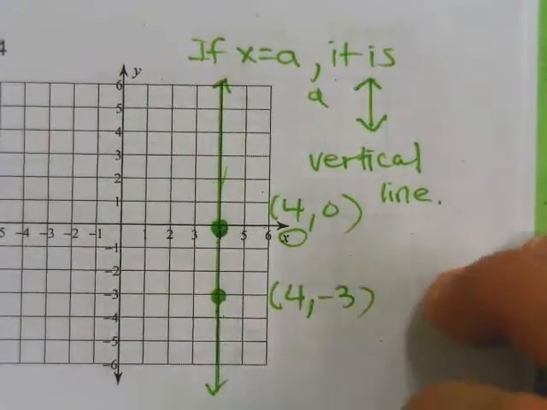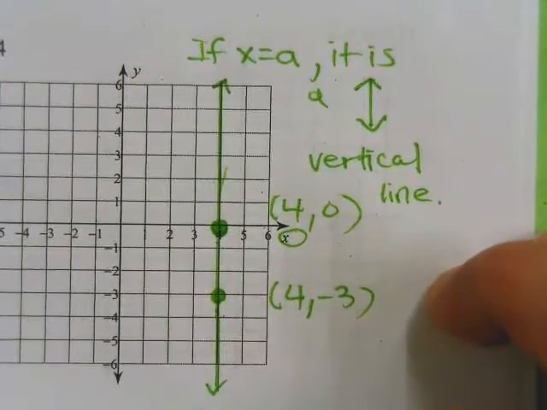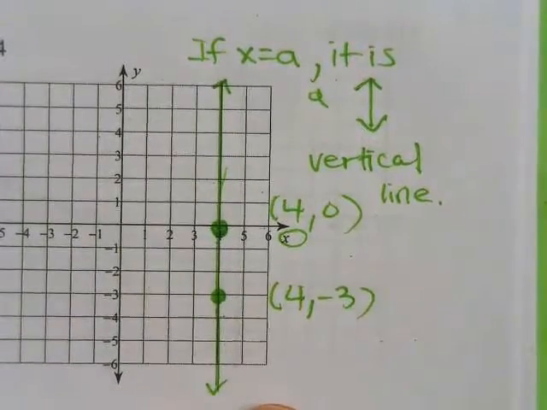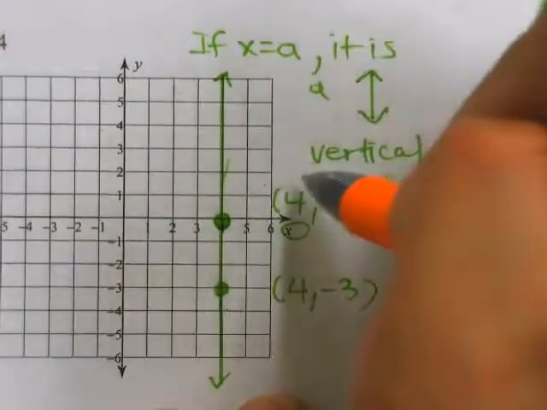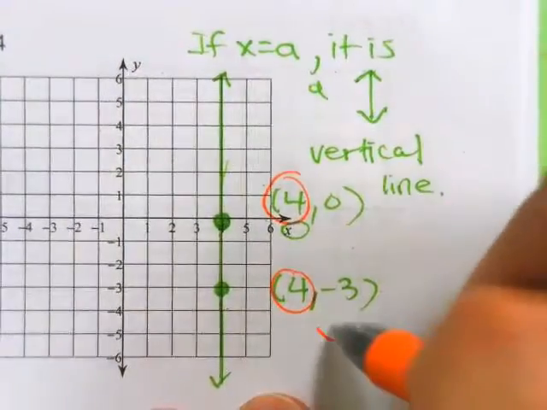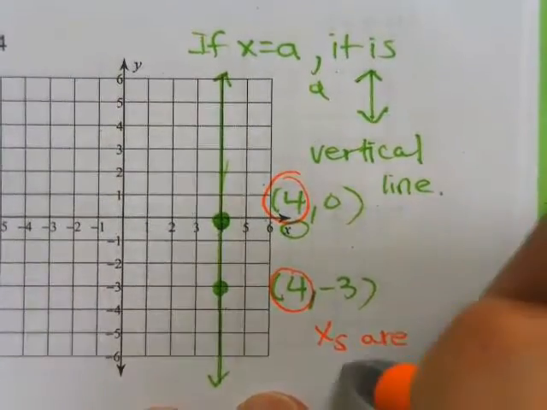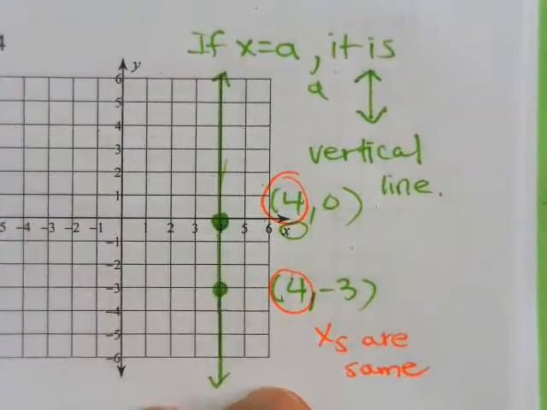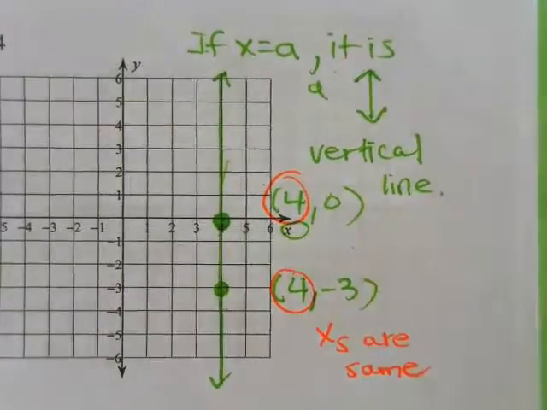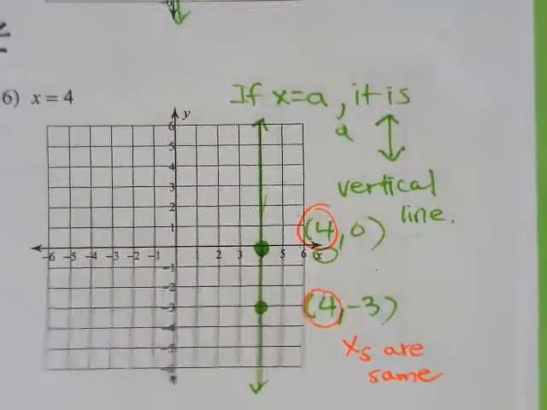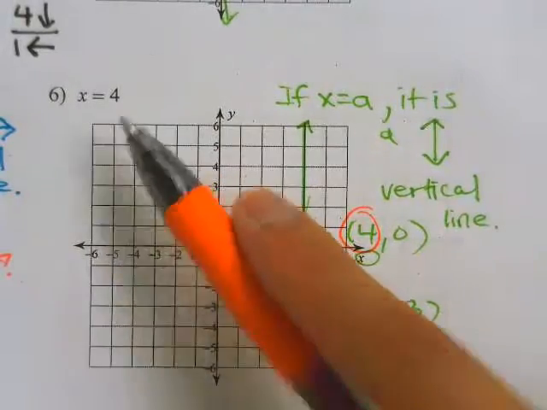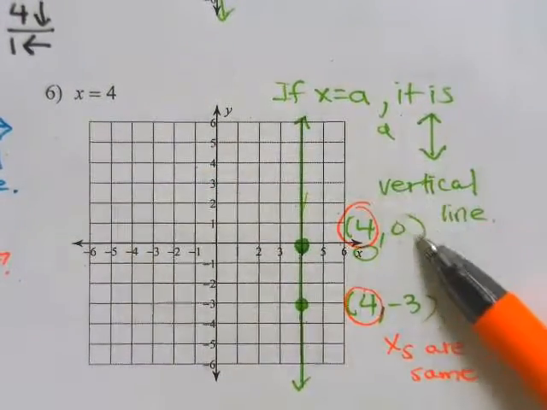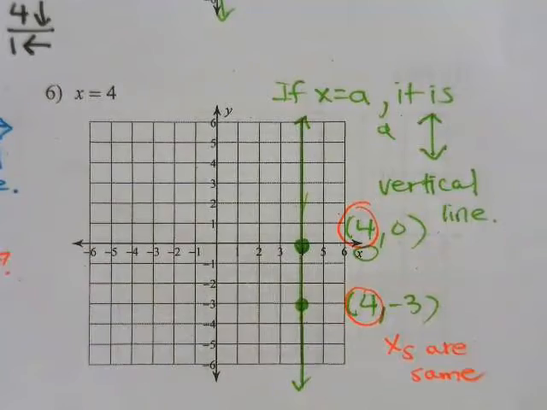Now, take a look at some of the coordinate points that are here on this line. What do you guys notice? Are the y's the same or are the x's the same? The x's are the same. So for the coordinate points, the x's must be the same. It has to be 4. That's why the equation is called x equals 4. Your y values could be whatever you want. But when you connect the dots, it makes an up and down vertical line.